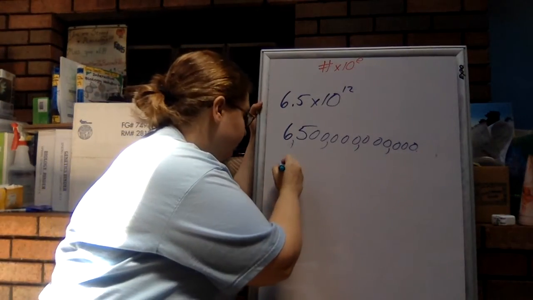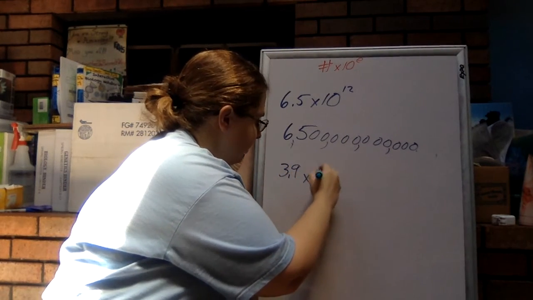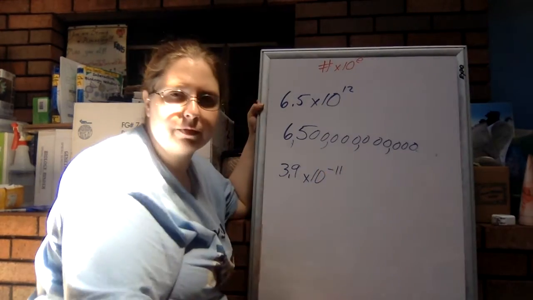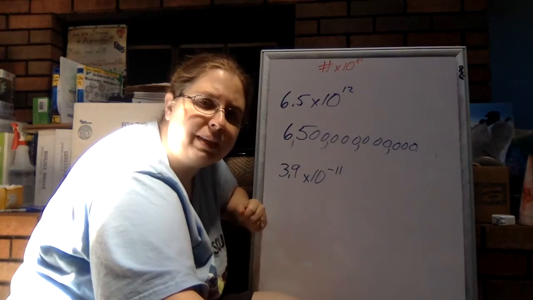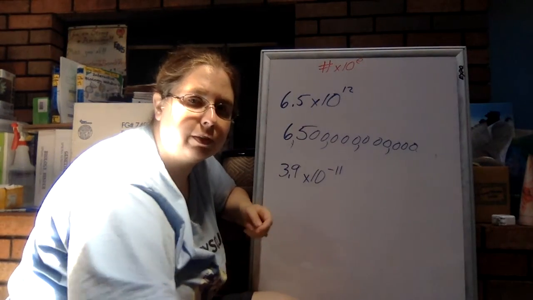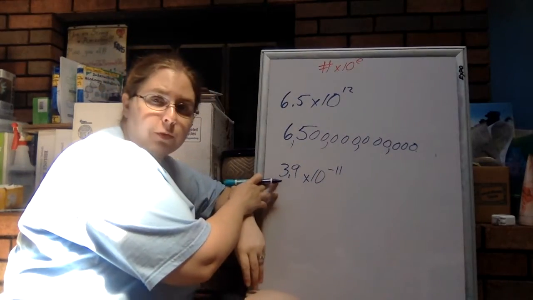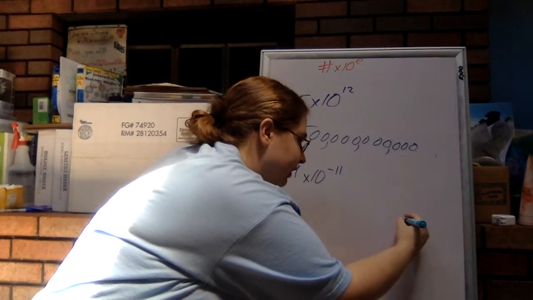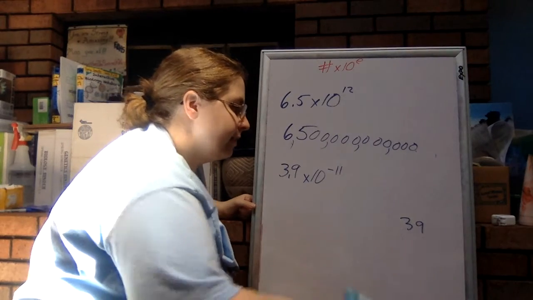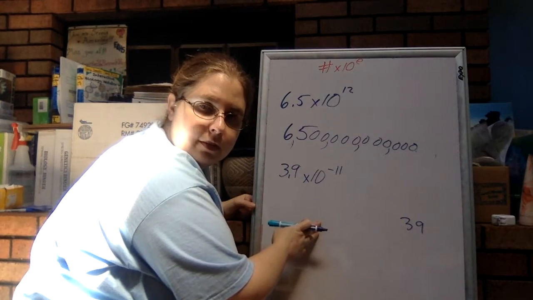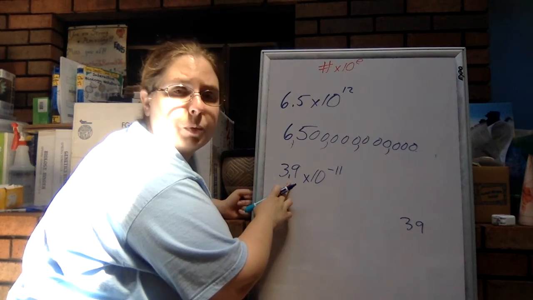Now what if I have 3.9 times 10 to the negative 11th? That negative 11 tells me that my number is going to be smaller than 1, which means when I fill in my zeros, the zeros are going to go in front of the 3. So I'm going to put the 3 and 9 all the way back here. Because I know with the negative exponent that the zeros have to be in front of my numbers, and that means that I have to move my decimal point to the left.